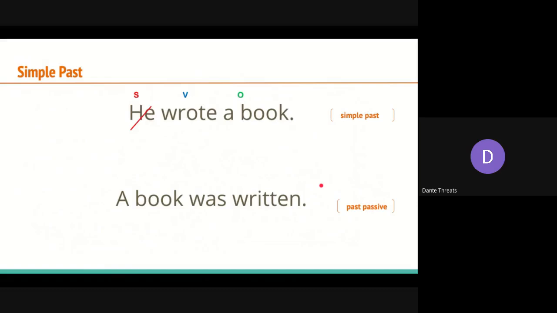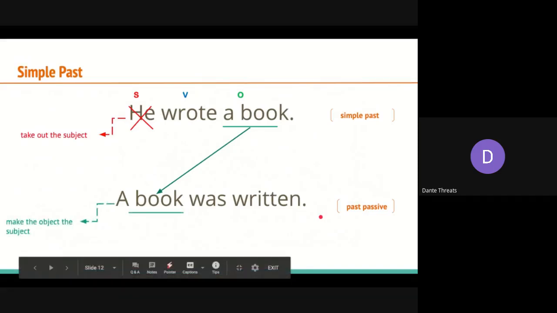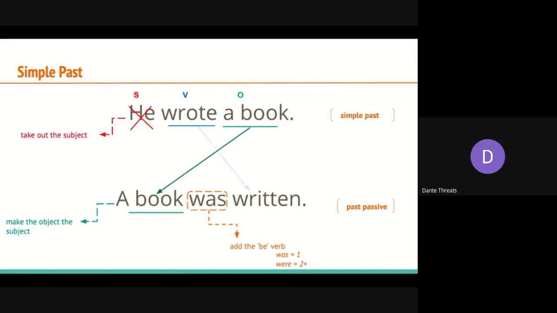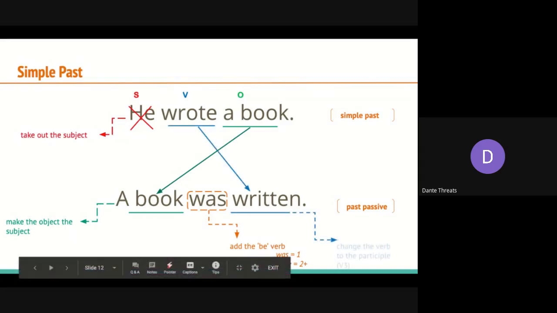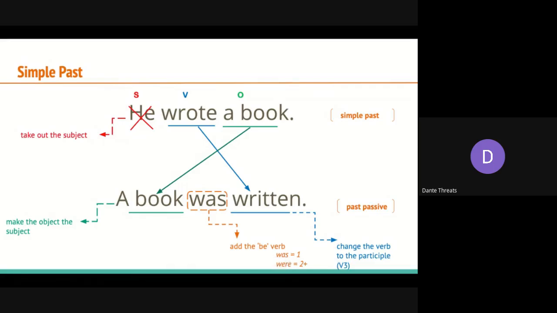Okay, it's going to be the same thing. We take out the subject. Okay, we change the object into the subject. Okay, we add the be verb, and then we change the verb to the participle.